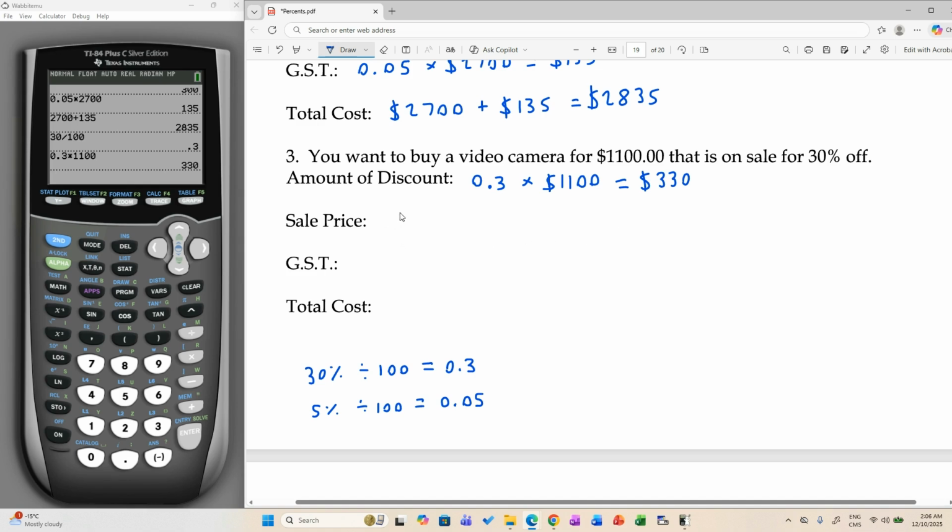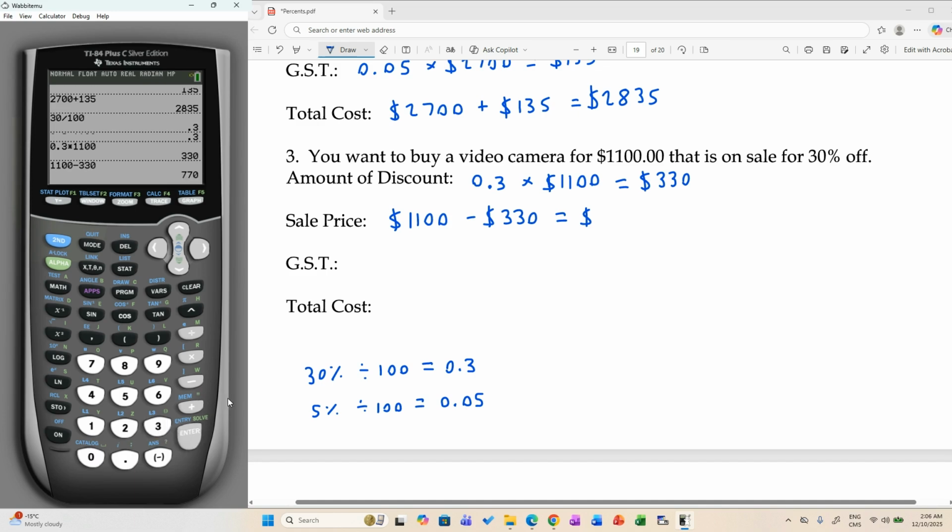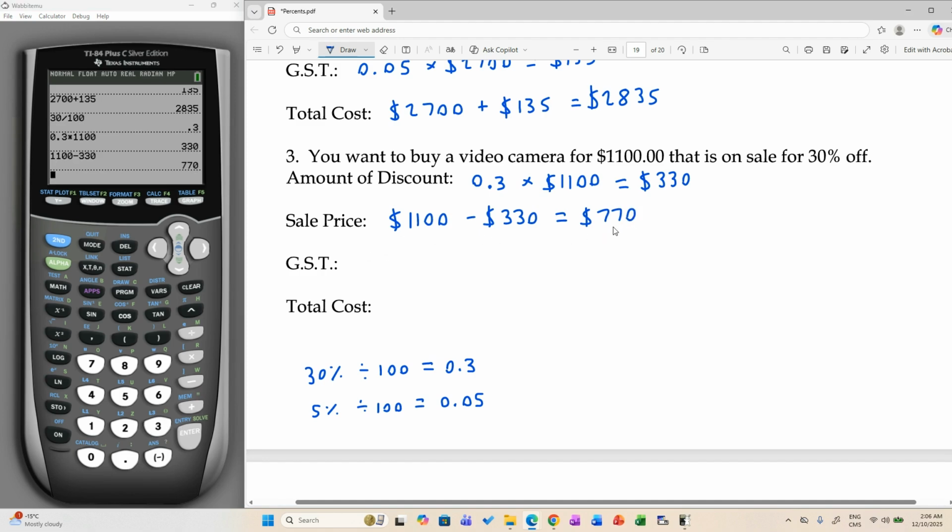So my sales price should be the $1,100 minus the amount discounted, which is $330. And this is going to be the new price I'm going to pay before taxes. So $1,100 minus $330. I'm going to get $770. That's the price I paid before taxes.